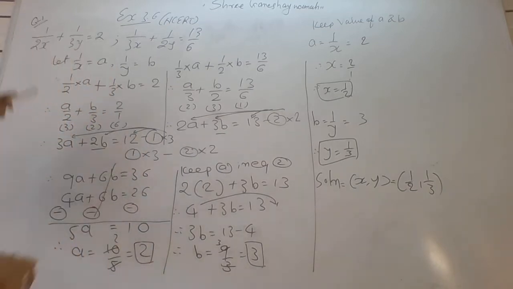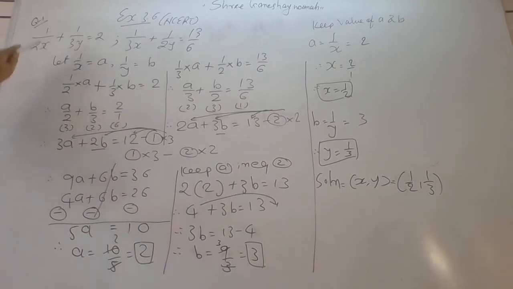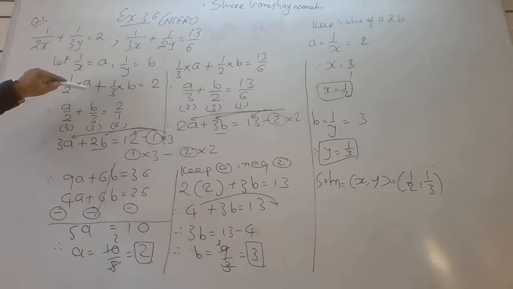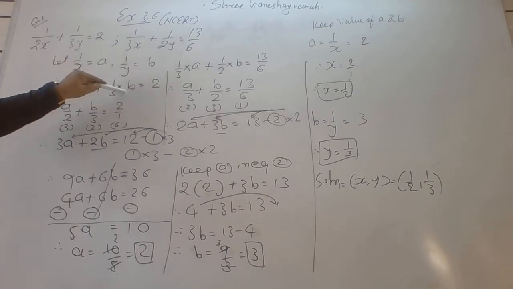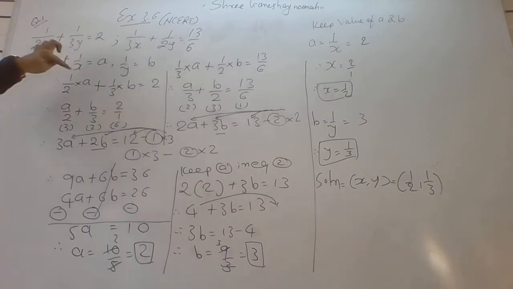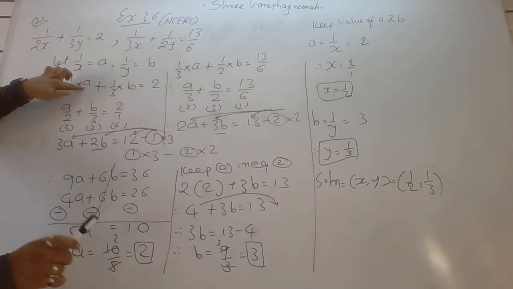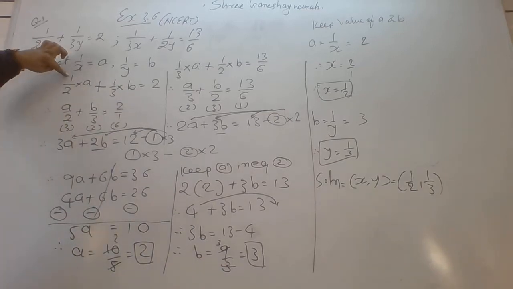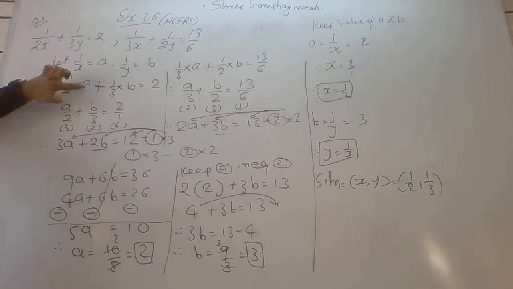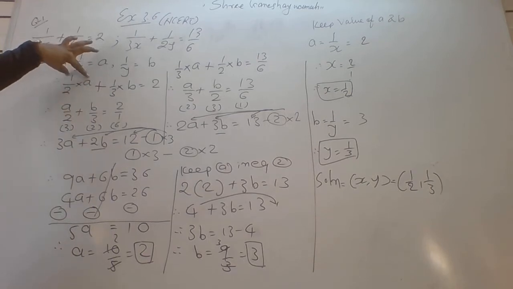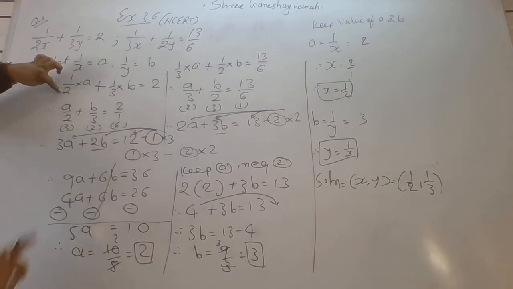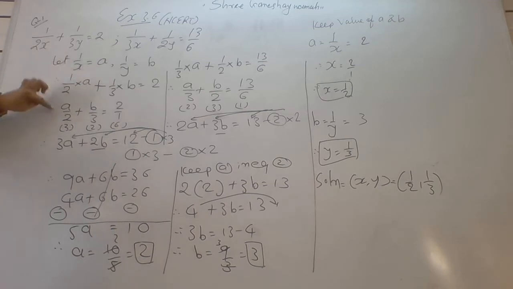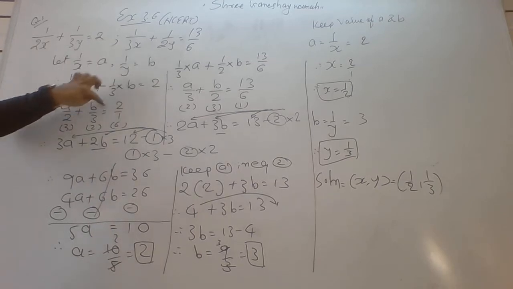So concentrate here. It is 1 upon 2 times 1 upon x, which means a, plus 1 upon 3 times 1 upon y, which means b, is equal to 2. So a multiplied by 1, so a upon 2. Friends, this a multiplies with the numerator only. Many students make mistakes in this step. It is a, so it is in the numerator. It is multiplied with a only. It will not multiply with 2.